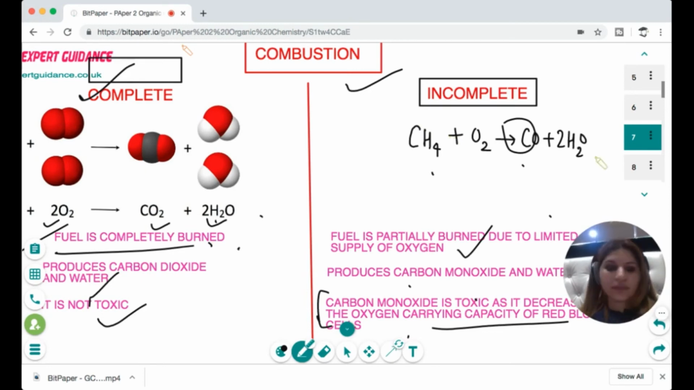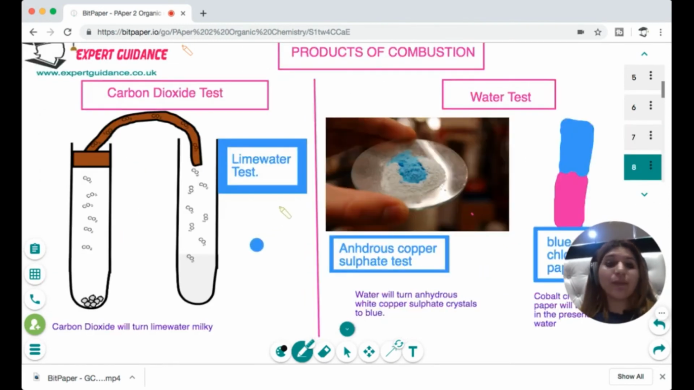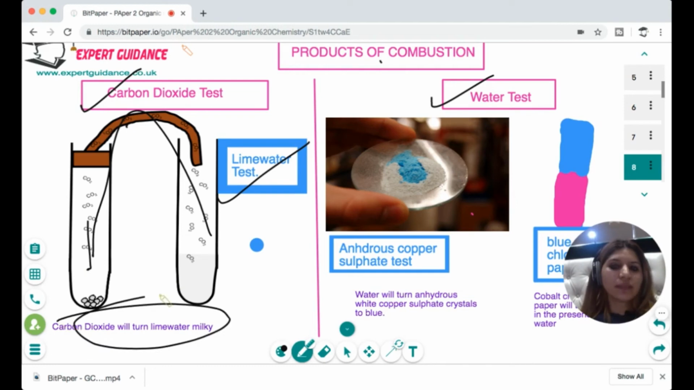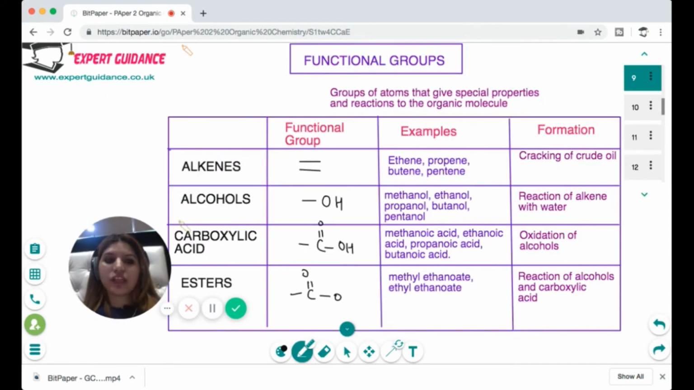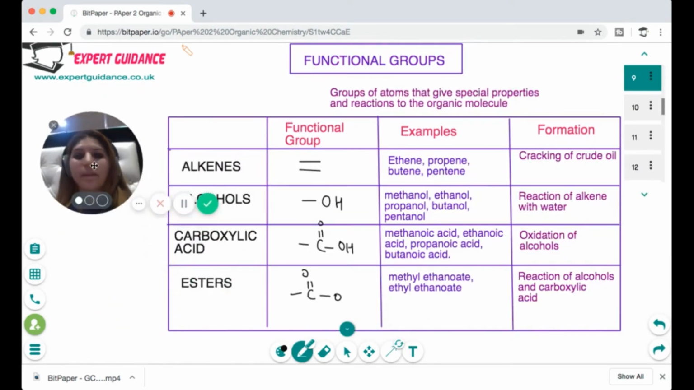Okay? Now, the next thing we need to do is how will you test the products of combustion? Combustion gives carbon dioxide and water. For carbon dioxide, it is the lime water test. You do the combustion reaction, collect the gas, and pass it through lime water, and it will turn lime water milky. For the water test, you take anhydrous copper sulfate, and when you add water to the anhydrous copper sulfate, it will turn blue. Or you pass the water through blue cobalt chloride paper and it will turn pink. So cobalt chloride and copper sulfate are both tests for combustion products.